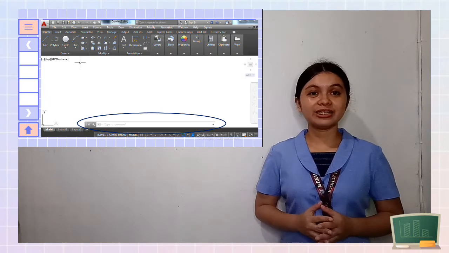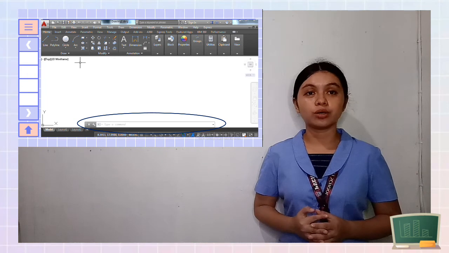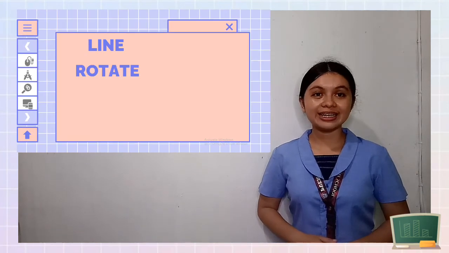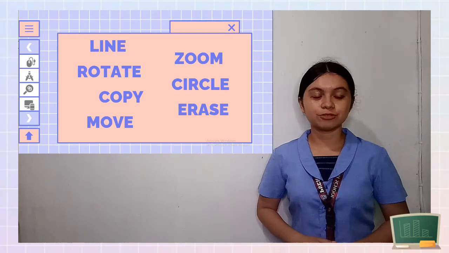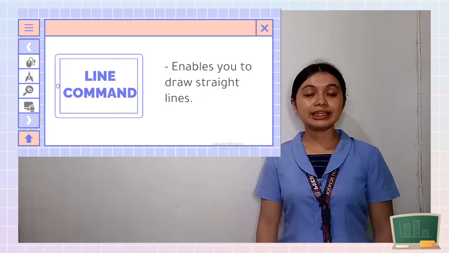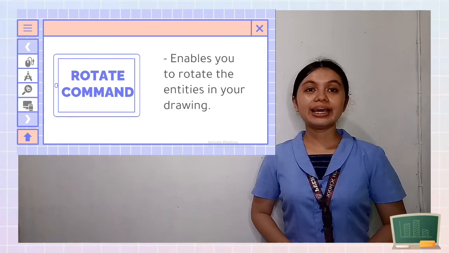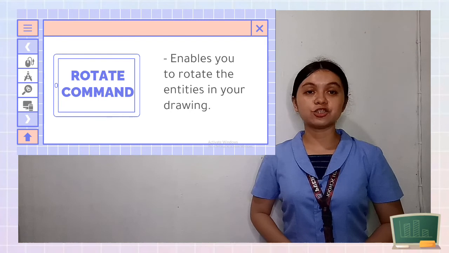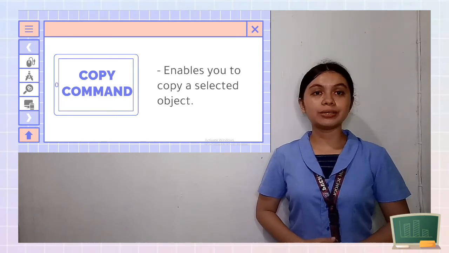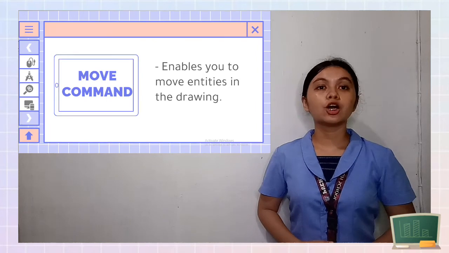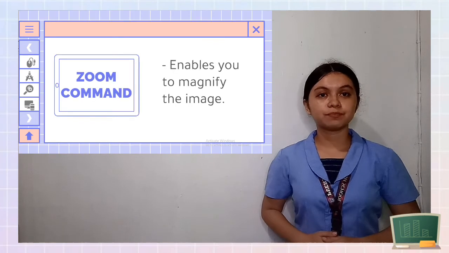So this is what we call the command bar, the place wherein you'll type the set of commands that you want to do. Line, rotate, copy, move, zoom, circle, erase. First, line command enables you to draw straight lines. Rotate command enables you to rotate the entities in your drawing. Copy command enables you to copy a selected object. Move command enables you to move the entities in your drawing.